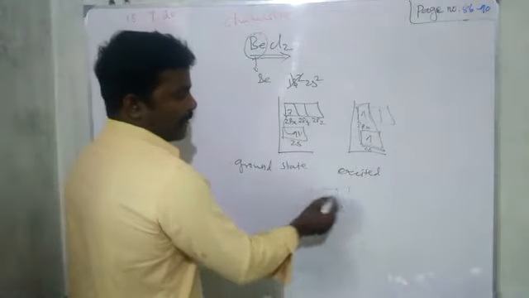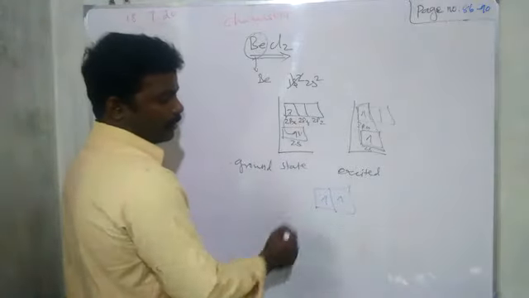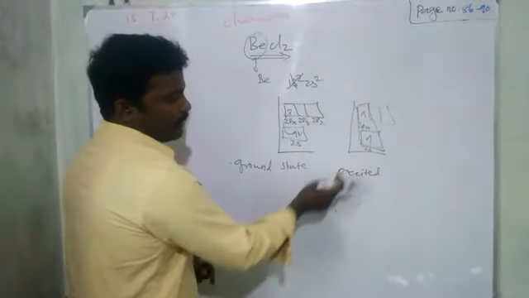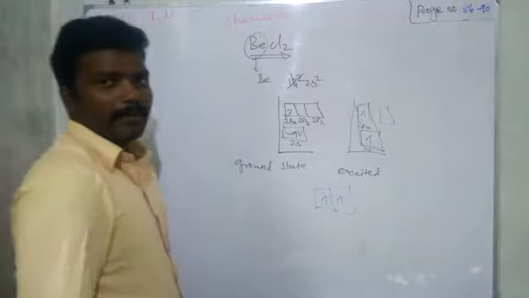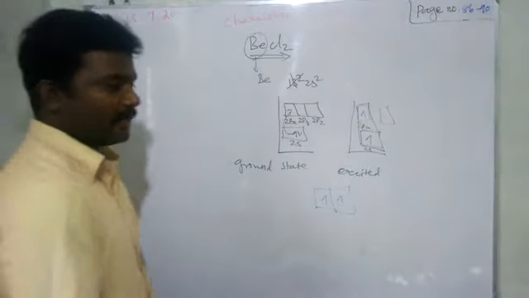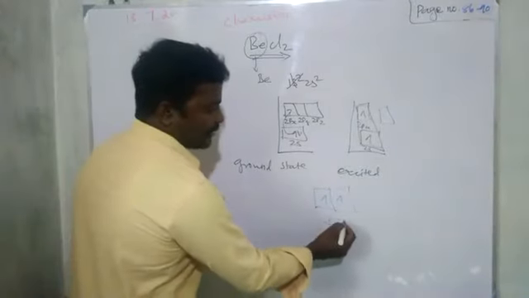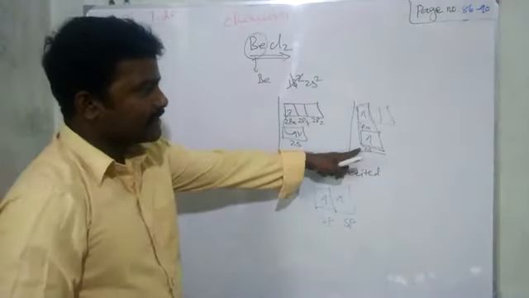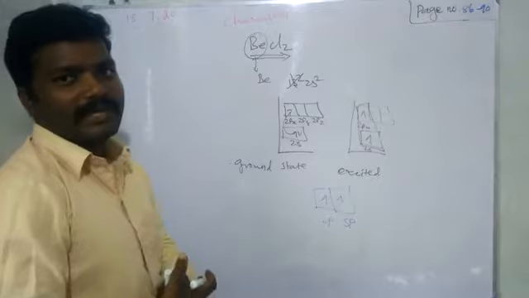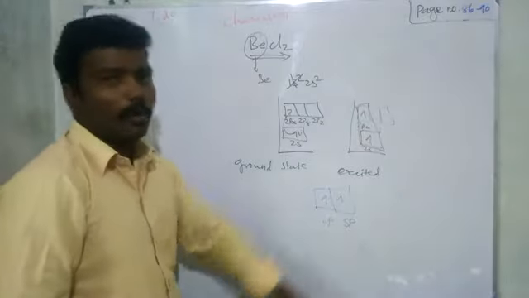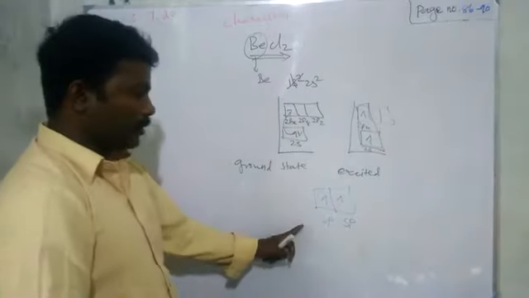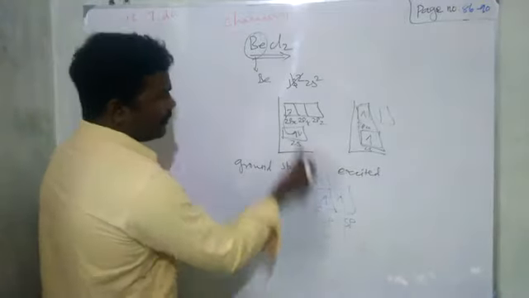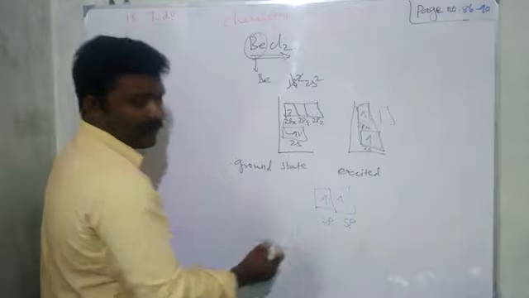Now this hybridized orbital will undergo overlapping with the chlorine. Before that, one s orbital and one p orbital undergo mixing, so we can write sp hybridization. Again I am saying, one s orbital and one p orbital are mixed and form these 2 hybridized orbitals. So, sp hybridization.